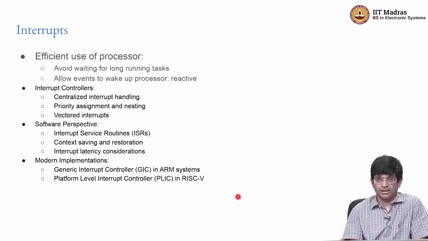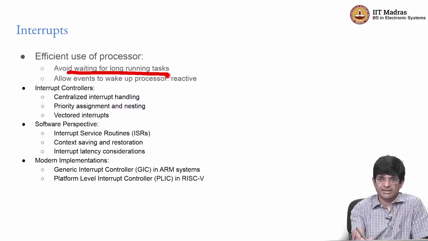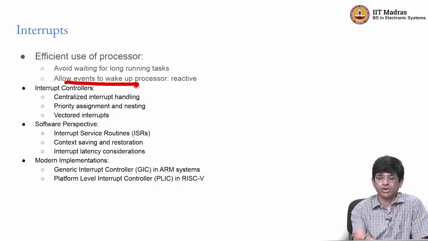Now again, from the embedded systems course, you would know about the idea of interrupts and where they become useful. They are primarily used for efficient use of processors, right? They allow you to avoid waiting for long running tasks. Let's say that I have a task which is going to take many hundreds of clock cycles. The processor, rather than initiating the task and then waiting until it has completed, can just initiate the task and then move on to other operations, and when the task is completed it will get back an event, an interrupt that wakes up the processor and gets it to respond again and do whatever it needs to do next.